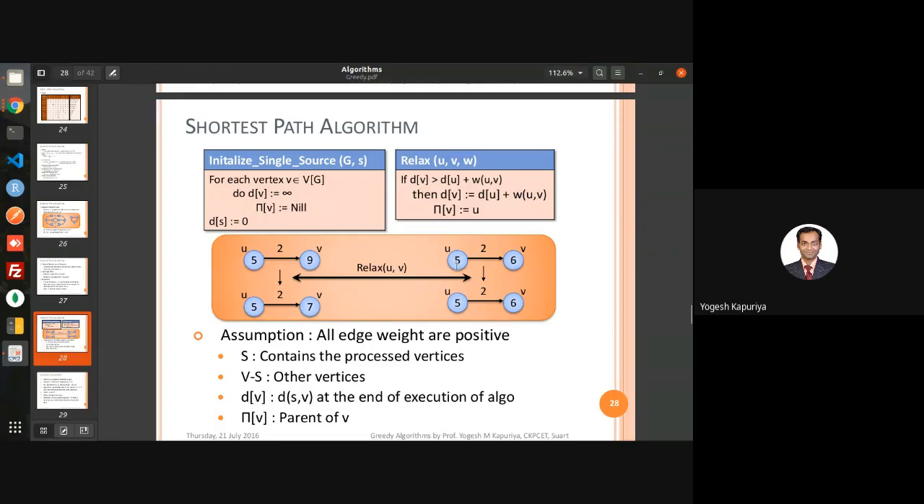You have current shortest distance as 5 for u and 6 for v, and you are relaxing this edge. Relaxing this edge means updating the weight of the destination vertex if it's a directed graph. And most shortest path algorithms involve directions as well. So it's a directed graph, and we have a direction from u to v.